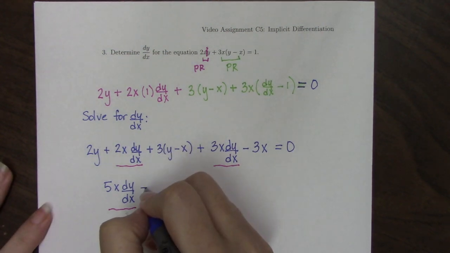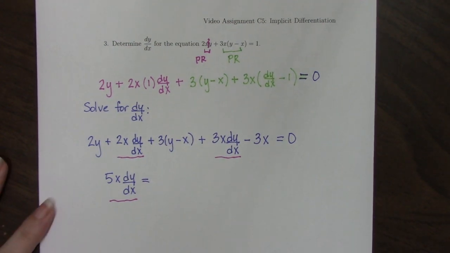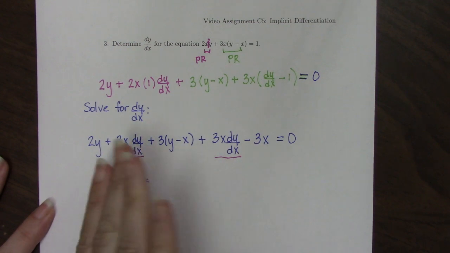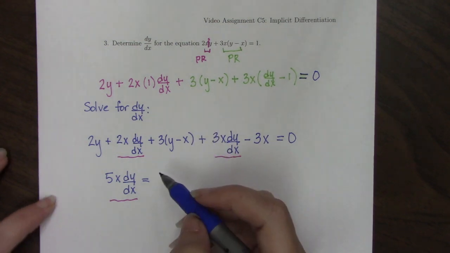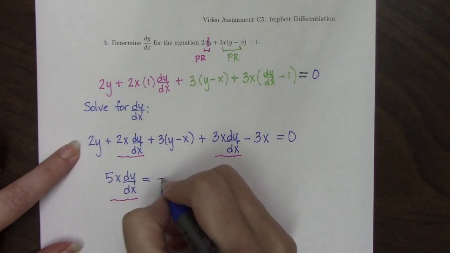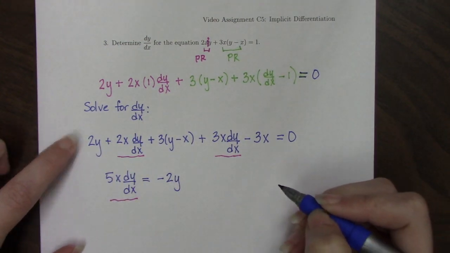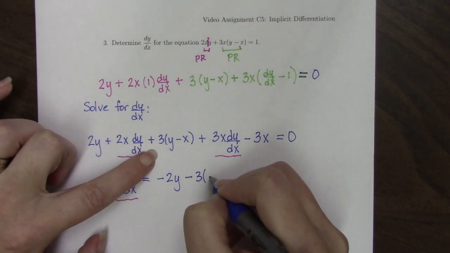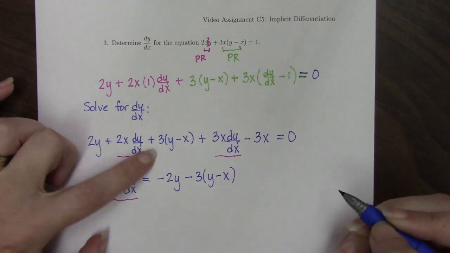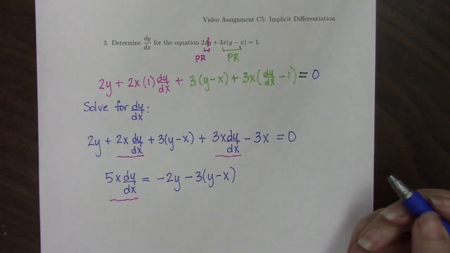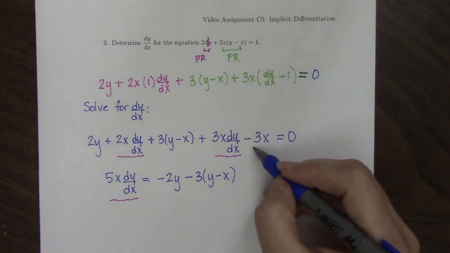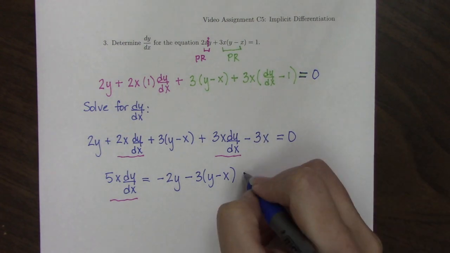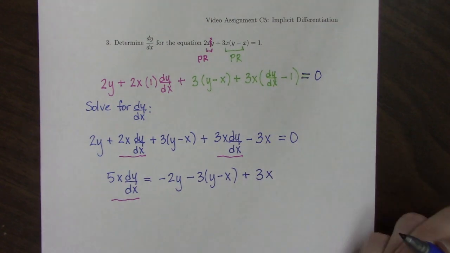Now, since that's the only dy dx I have, I'm going to take all the terms that did not have a dy dx and move them over to the other side. So positive 2y becomes negative 2y. Positive 3 times y minus x becomes negative 3 times y minus x. So I'm just subtracting them from the left side to bring them over to the right side. And then negative 3x, right? We add that to both sides to get positive 3x.